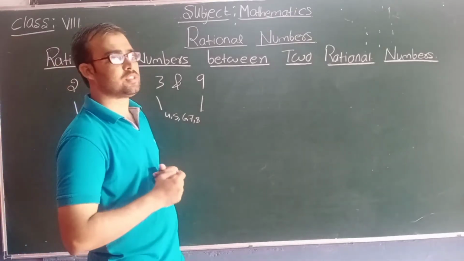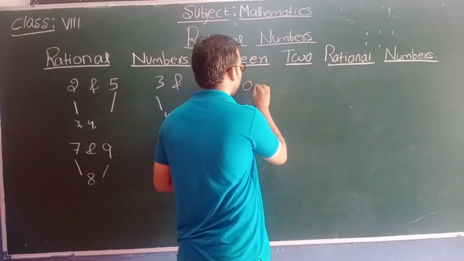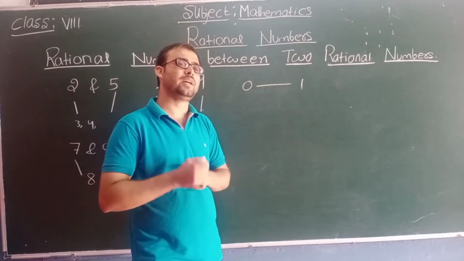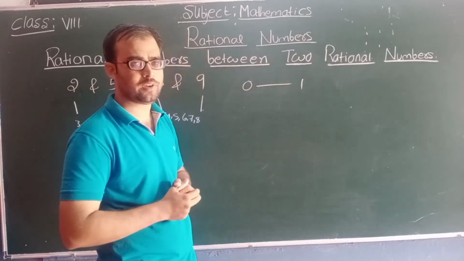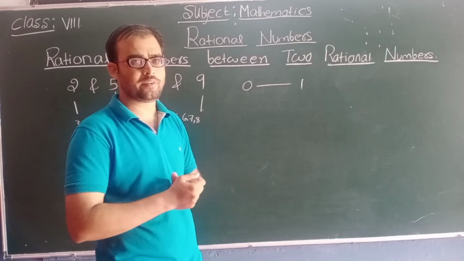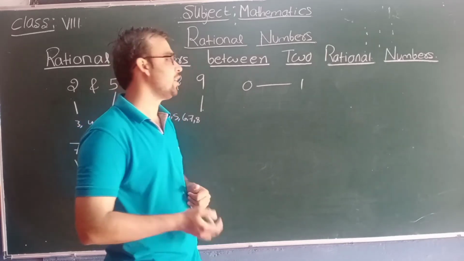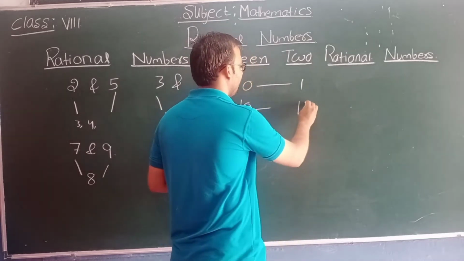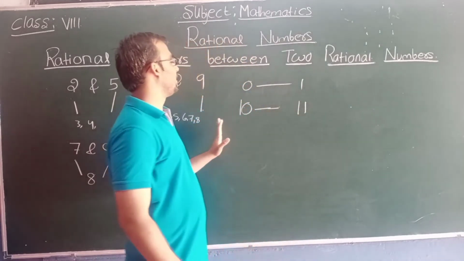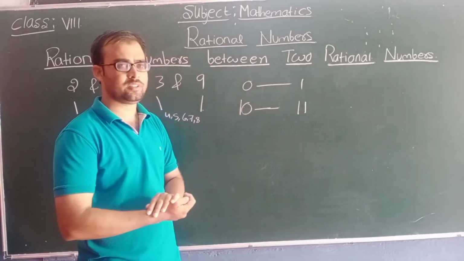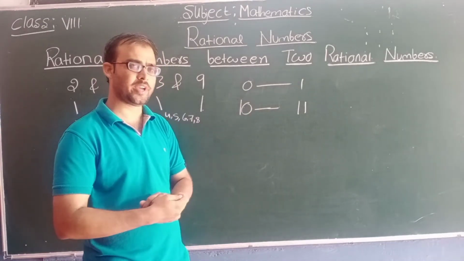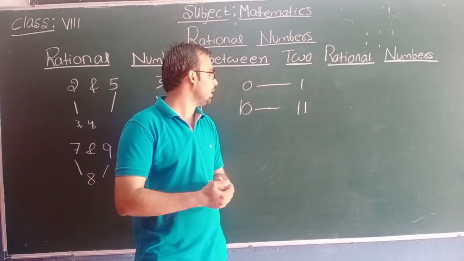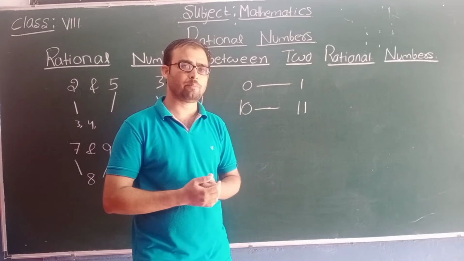But suppose I ask you to write the rational numbers between 0 and 1, what will you write? You will get difficulty now because you haven't learned it. If I ask you to write the rational numbers between 10 and 11, then what can you write? Here you are getting difficulty, no? So we will see how to write the numbers between any two rational numbers.